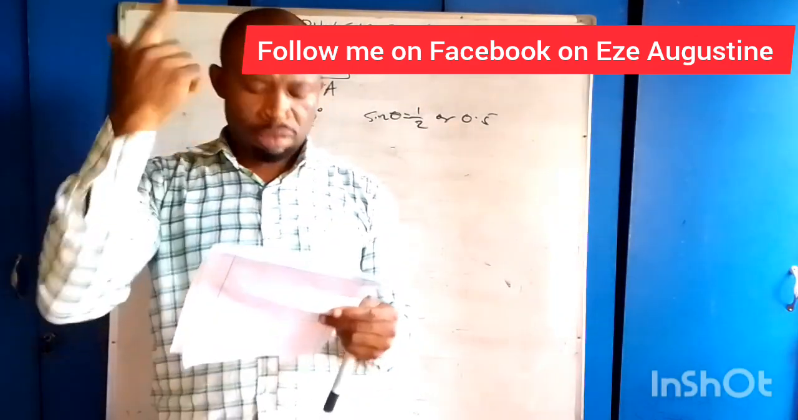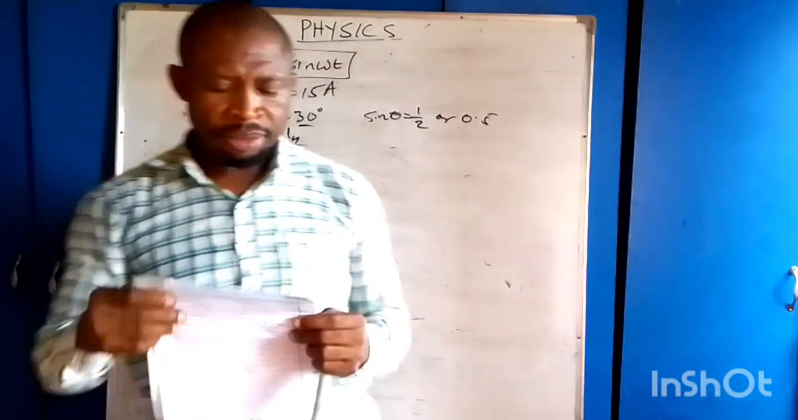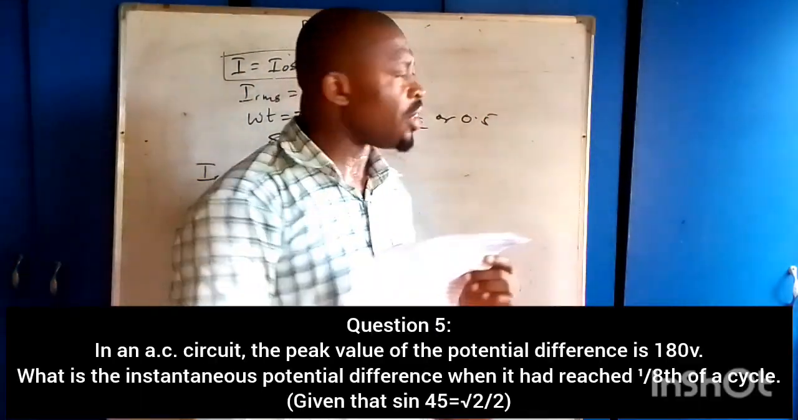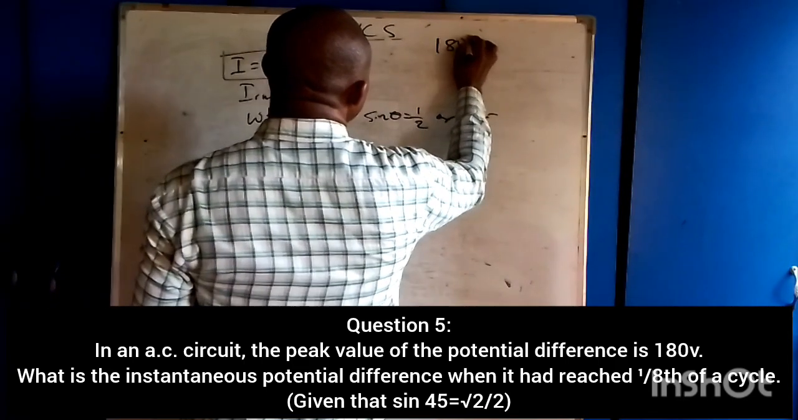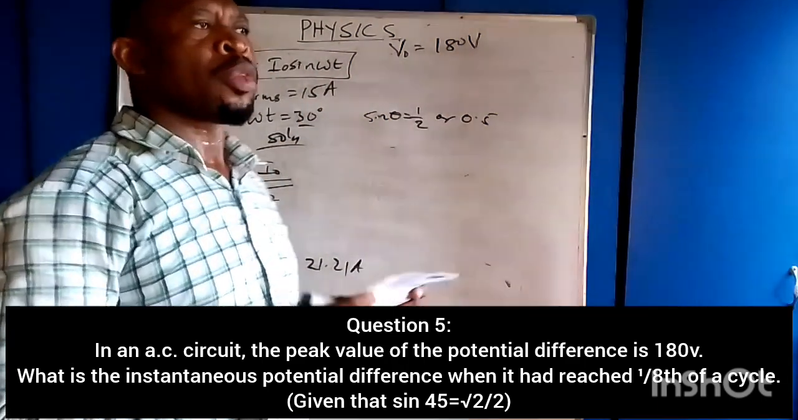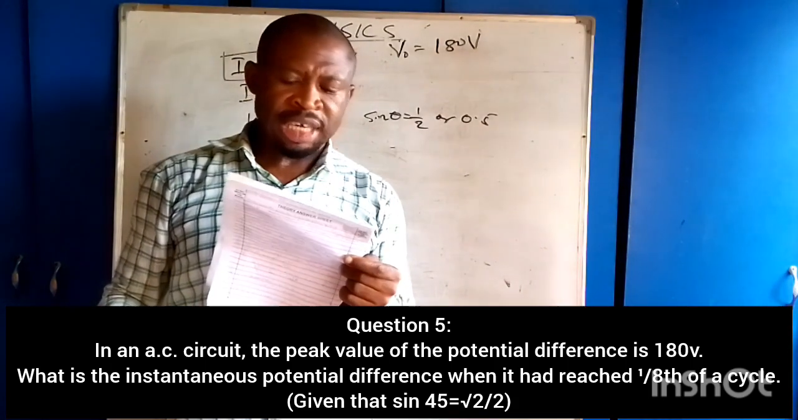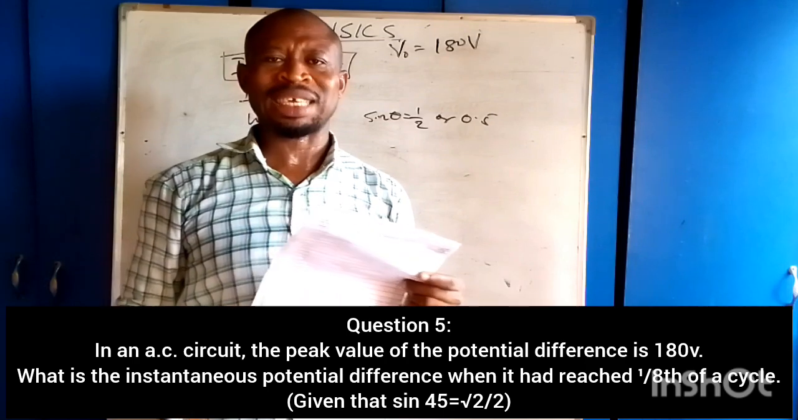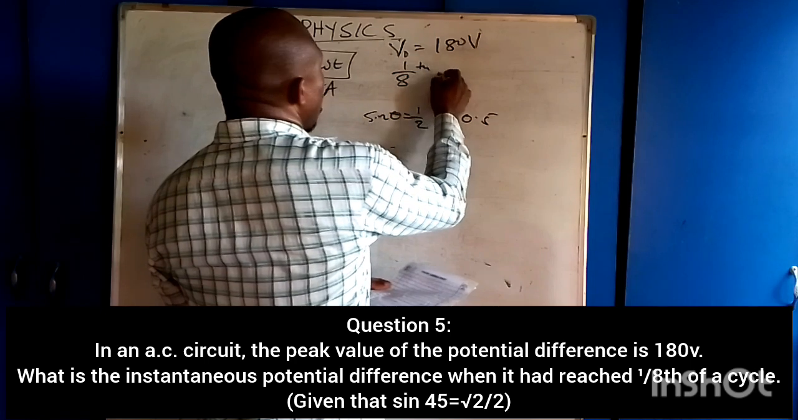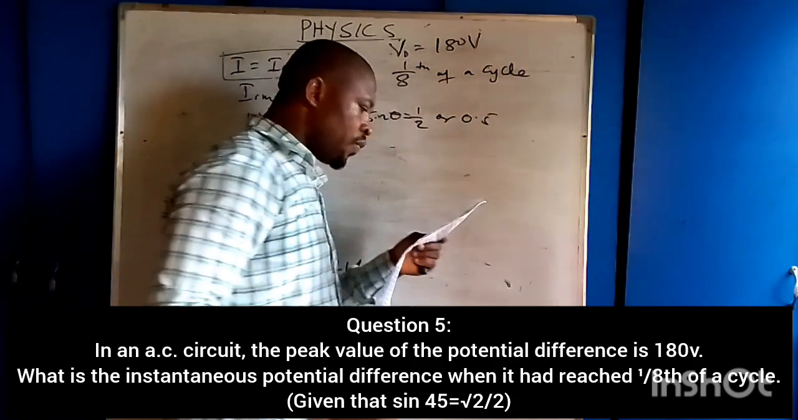Okay. Now we'll take the last but not the least question. Of course, after this one, the next one will be for you. In an AC circuit, the peak value of the potential difference is 180 volts. The peak value, V naught, is 180 volts. What is the instantaneous potential difference when it has reached 1/8 of a cycle?